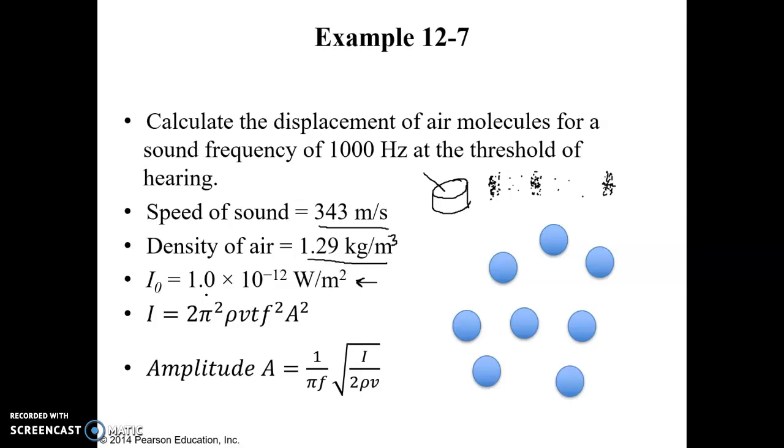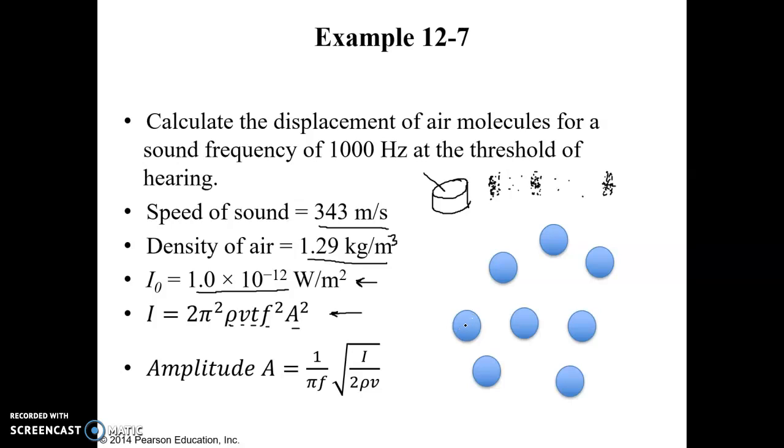The I sub naught, the intensity of sound at the threshold of human hearing, is 1 times 10 to the negative 12th. And then this is an equation from last chapter, chapter 11, when we were talking about waves in general. We said that the intensity of a wave is equal to 2 pi squared times rho, where rho is density, v is velocity, t is temperature, I think, or is it time? f is frequency and A is amplitude.